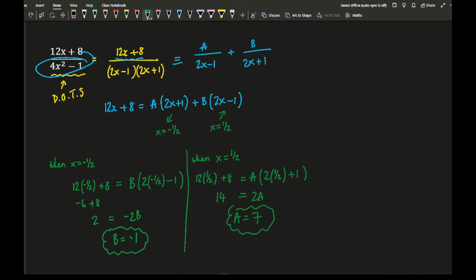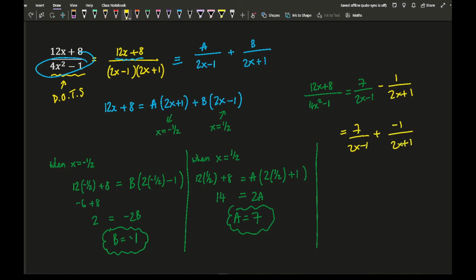So looking at this then, once I've got my two values, I can then write my answer in its whole totality. So I've got 12x plus 8 over 4x squared minus 1, and that's going to be equal to a over 2x minus 1 plus, oh, and that's a minus because b is negative, so let's get rid of that. And that's going to be minus 1 over 2x plus 1.